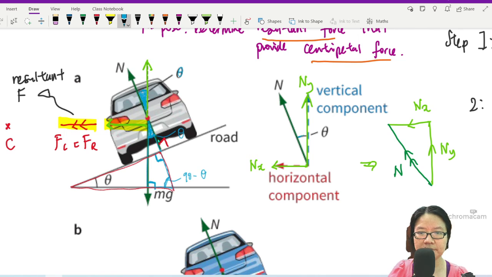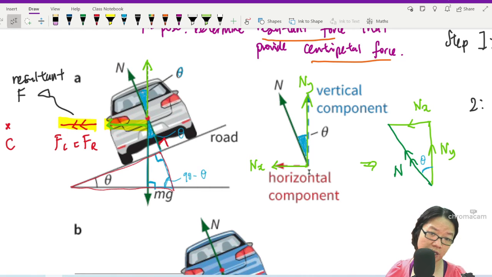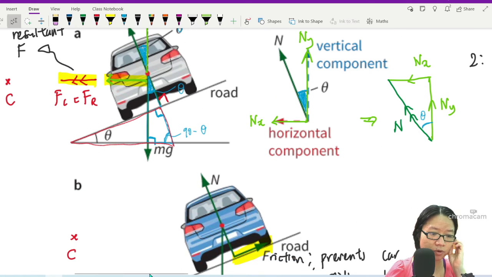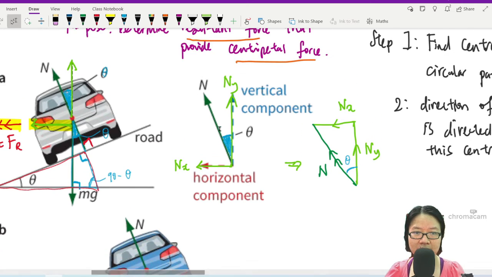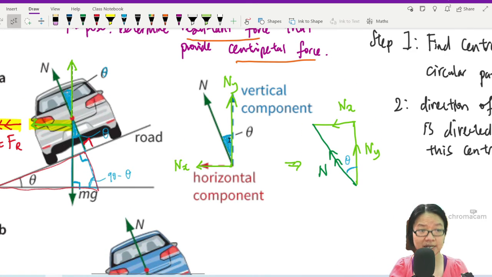This is my theta. But how do I transfer this theta into the vector drawing, you ask? Well, this theta is between ny and the resultant component n. You see ny pointing up, n pointing up and to the left. So this is the angle in between. So when it comes to resolving vectors, we will split up the components in such a way where n has two components that are 90 degrees to each other.